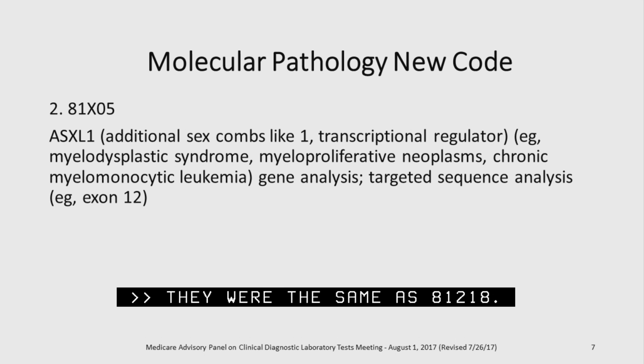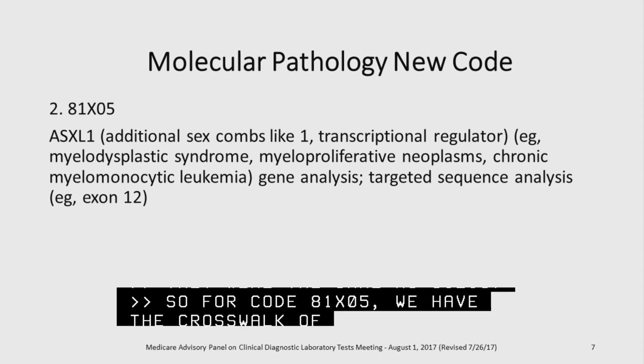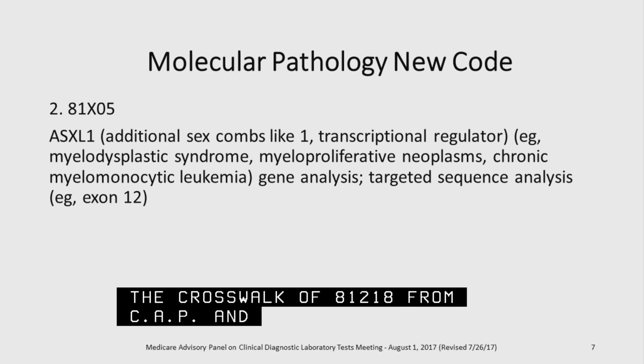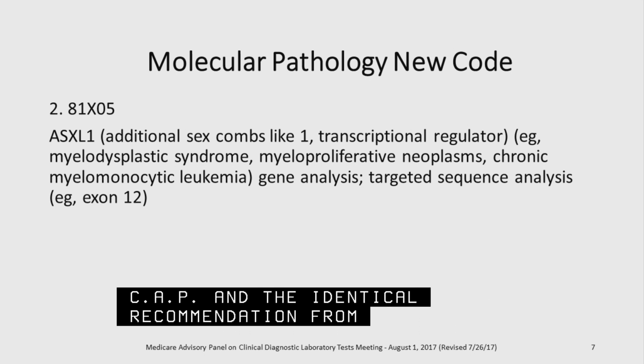I don't know where that came from. Correct? Something didn't naturally sort. They were the same at 81218. Sorry about that. I just looked. So for code 81X05, we have the crosswalk of 81218 from CAP, and we have the identical recommendation from AMP. Those are the only two that I am aware of, unless the panel sees something different.